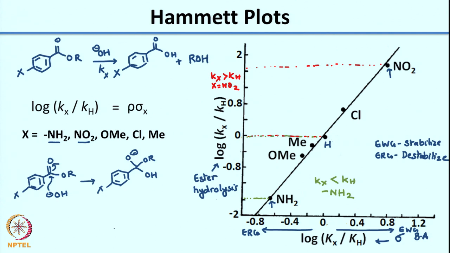Now, if you generate an intermediate like this, which is negatively charged, so this is similar to the case of your benzoic acid dissociation. So which is why the effect that you see is also similar, where you have electron withdrawing groups actually stabilizing this and electron releasing groups destabilizing this. So in this case, you see rho, which is the slope of this, is positive.